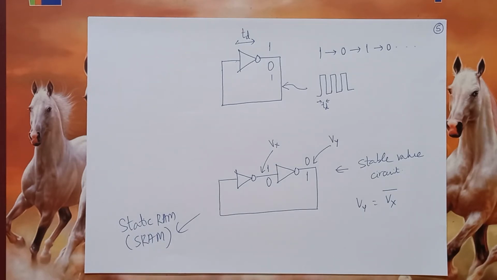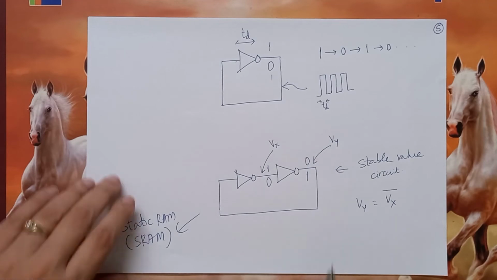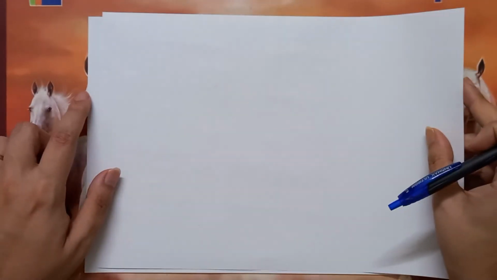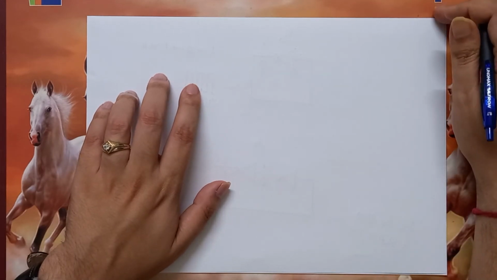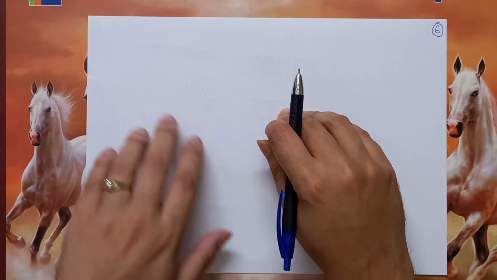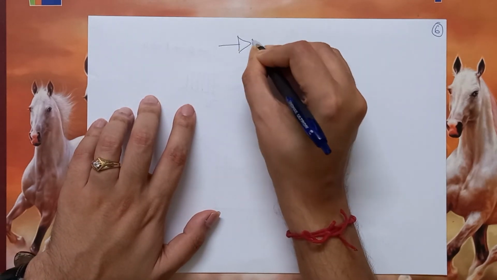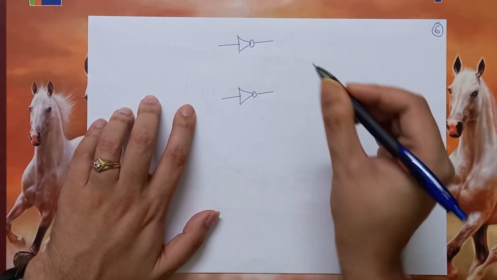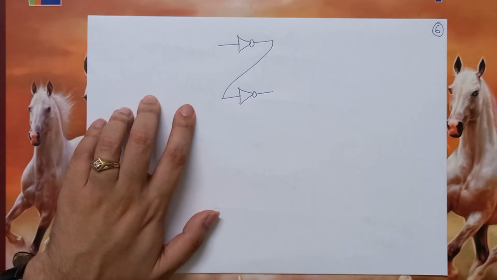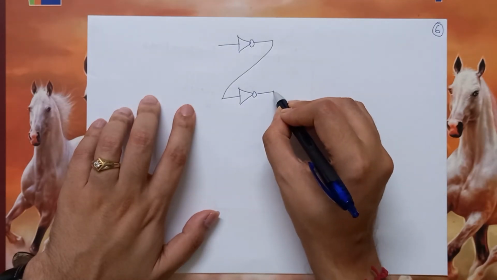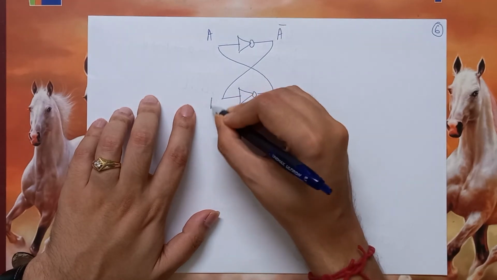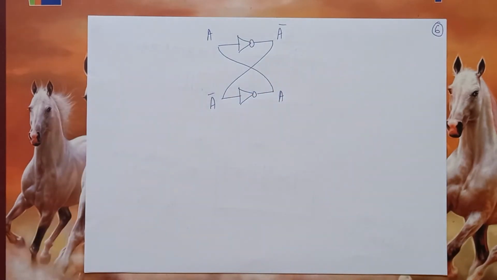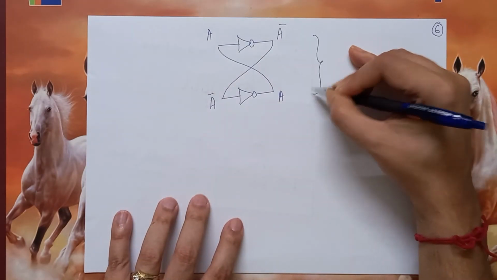So, if you sort of redraw this circuit, what it will look like is this. If I take that circuit consisting of 2 NOT gates, let us say I keep one over here and another over here. So the output of the first will go to the input of the next, and the output of the second gate will go as an input to the first gate. So if this, let us say, value is A, this will be A bar, this will also be A bar, and this will be A. Now this kind of a structure is called as a butterfly structure.